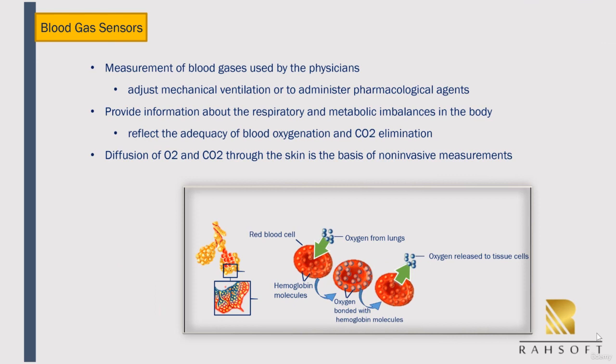Blood gas sensors are used by physicians to measure the blood gas. You could administer mechanical ventilation or use it to administer pharmacological agents. They provide information about the respiratory and metabolic imbalances in the body and reflect the adequacy of blood oxygenation and CO2 elimination within the body.